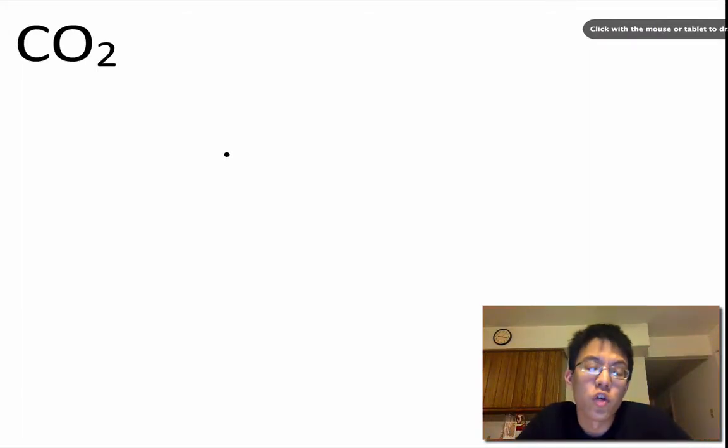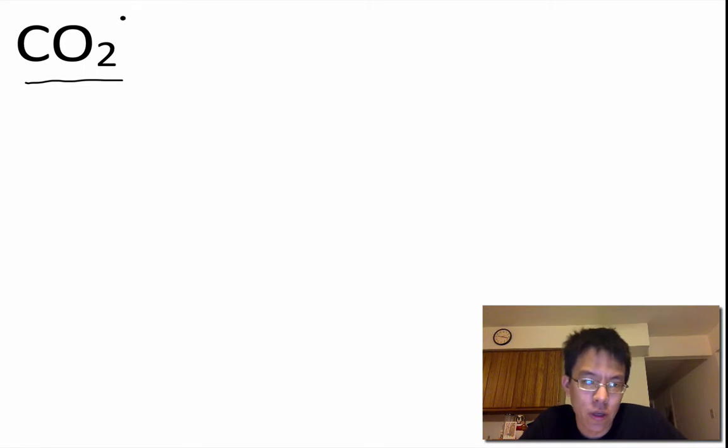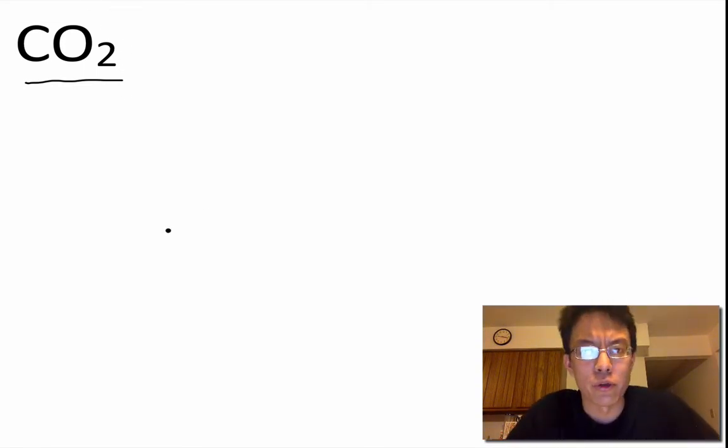Commander King here with a little bit of a more challenging structure to draw. This time we have CO2, so I know CO2 is going to bond with one C and two O's somehow, and I'm going to try to picture that out.